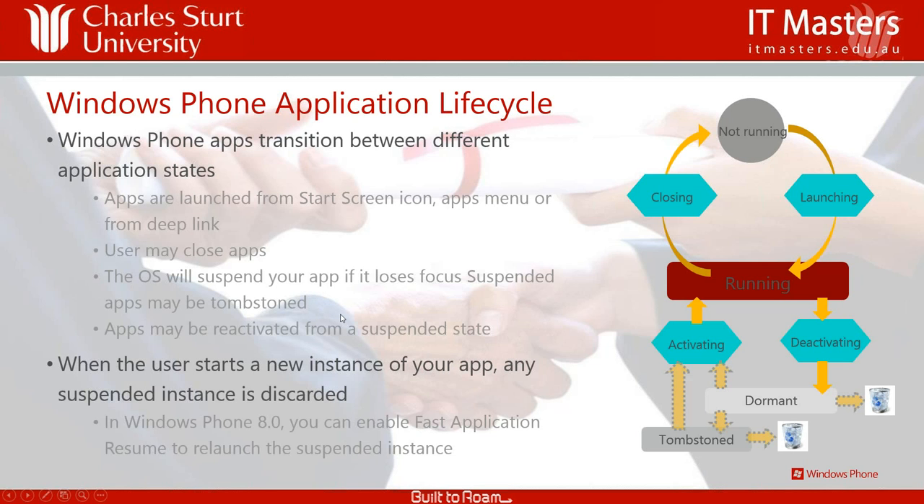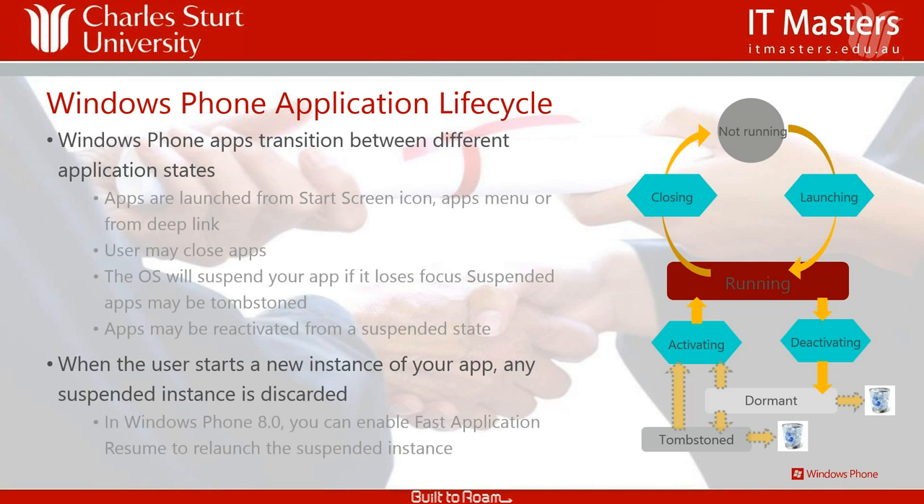The other thing that's added in Windows Phone 8 is the ability to do fast application resume. Essentially this is about relaunching the suspended instance of your application. For those who haven't worked with Windows Phone in the past, one of the big differences from some other platforms is that when you go to the start screen or the application list and click on your application, that launches your application. Irrespective of whether the application has been launched previously or is currently running, doing this will actually relaunch your application.